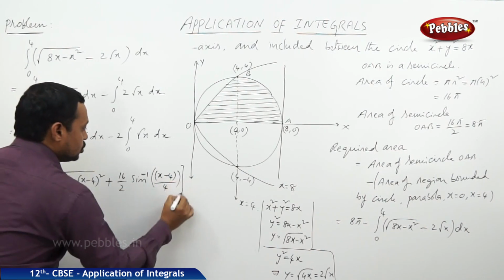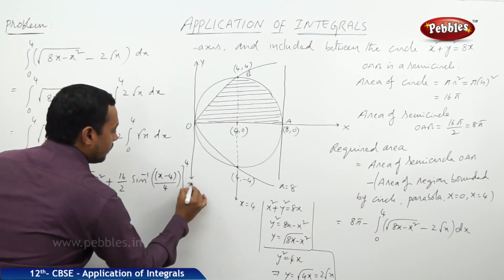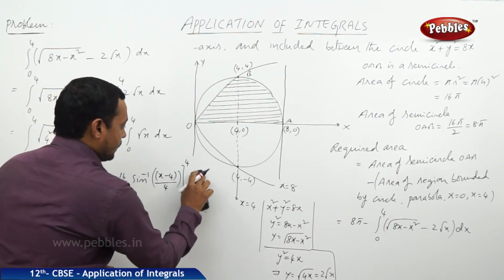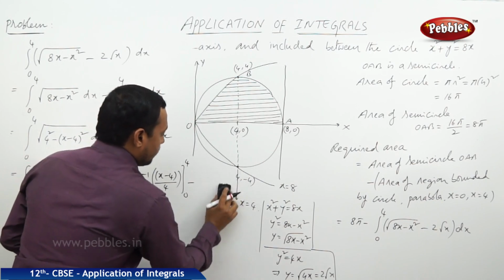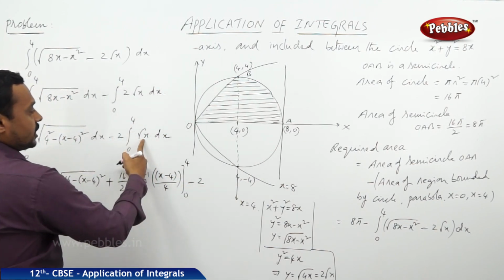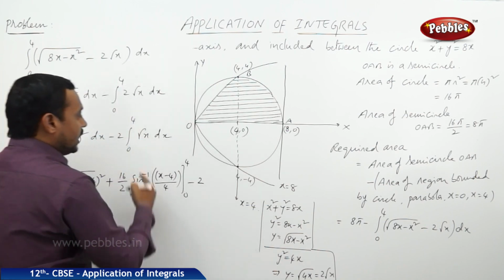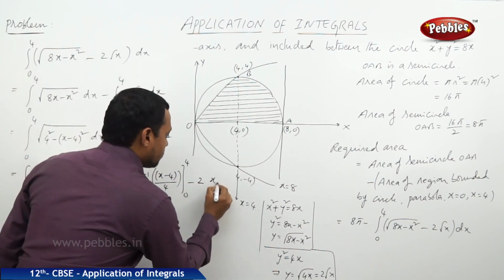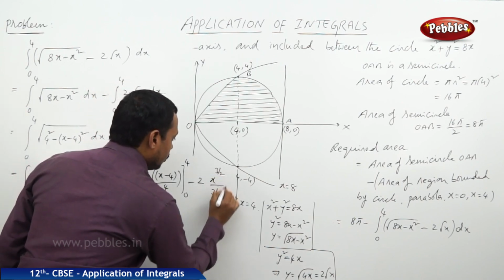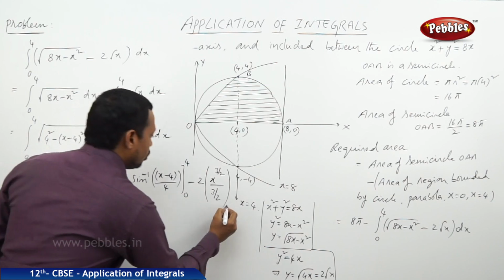Between the limits 0 to 4, minus, now it is 2 into root x. Root x means x power 1 by 2. The integral of x power 1 by 2 is x power 1 by 2 plus 1, that is 3 by 2, divided by 3 by 2, between the limits 0 to 4.